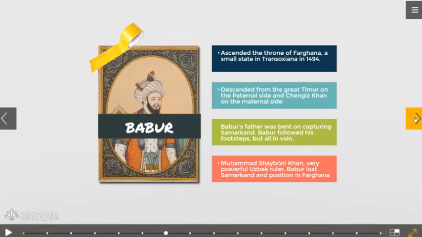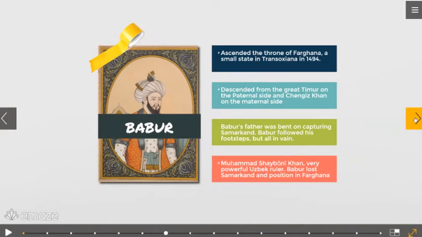Babur's father was bent on capturing Samarkand, and Babur also followed in his footsteps, but it didn't exactly help him take control in the manner that he intended. There were a lot of vain attempts made by him to capture Samarkand, but he was very badly defeated. He actually got control of it twice, but for a very short period of time, and he was immediately thwarted. This was mainly because the ruler who was in front of him, with whom he had to battle, was Muhammad Shaibani Khan.